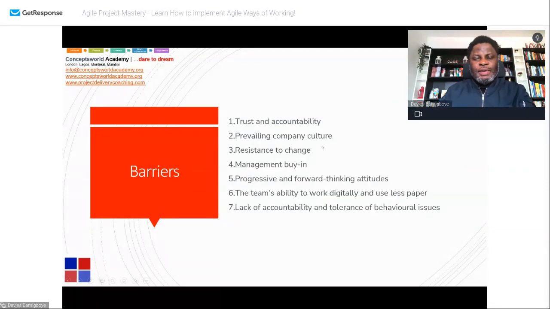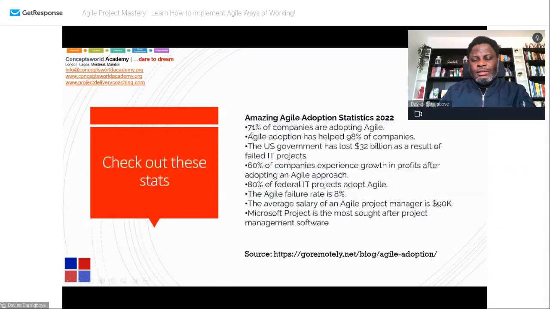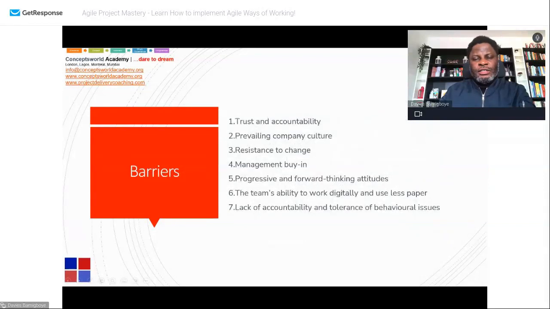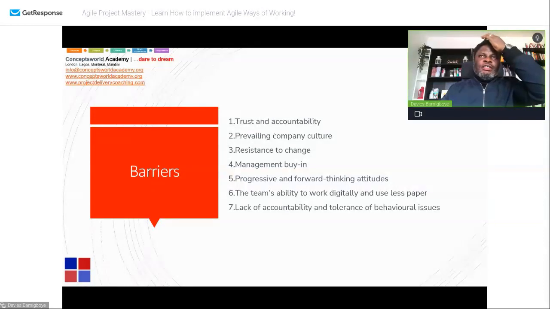So these barriers must be overcome. Trust and accountability. Can you trust the people that you want to introduce agile ways of working to? Maybe in the beginning it won't be there, but as you focus on the process, you're going to get there.